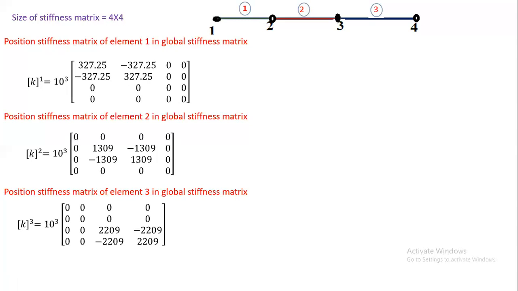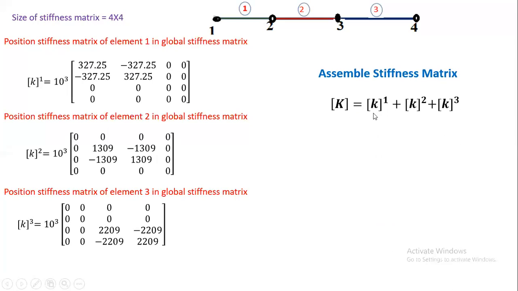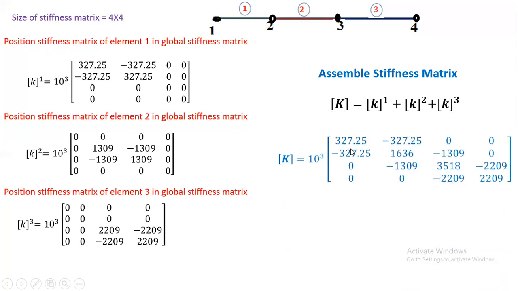Okay, after writing these locations, you take the addition of these stiffness matrices as the global stiffness matrix. That means for calculation of the global stiffness matrix, by putting these coefficients at appropriate locations, you take the addition, that is K1 plus K2 plus K3, that will give the global stiffness matrix. You see this assembled or global stiffness matrix, K is equal to K1 plus K2 plus K3. Here K1 is this one, K2 is this one, K3 is this one. Now when we take the addition of these, you will get this stiffness matrix.